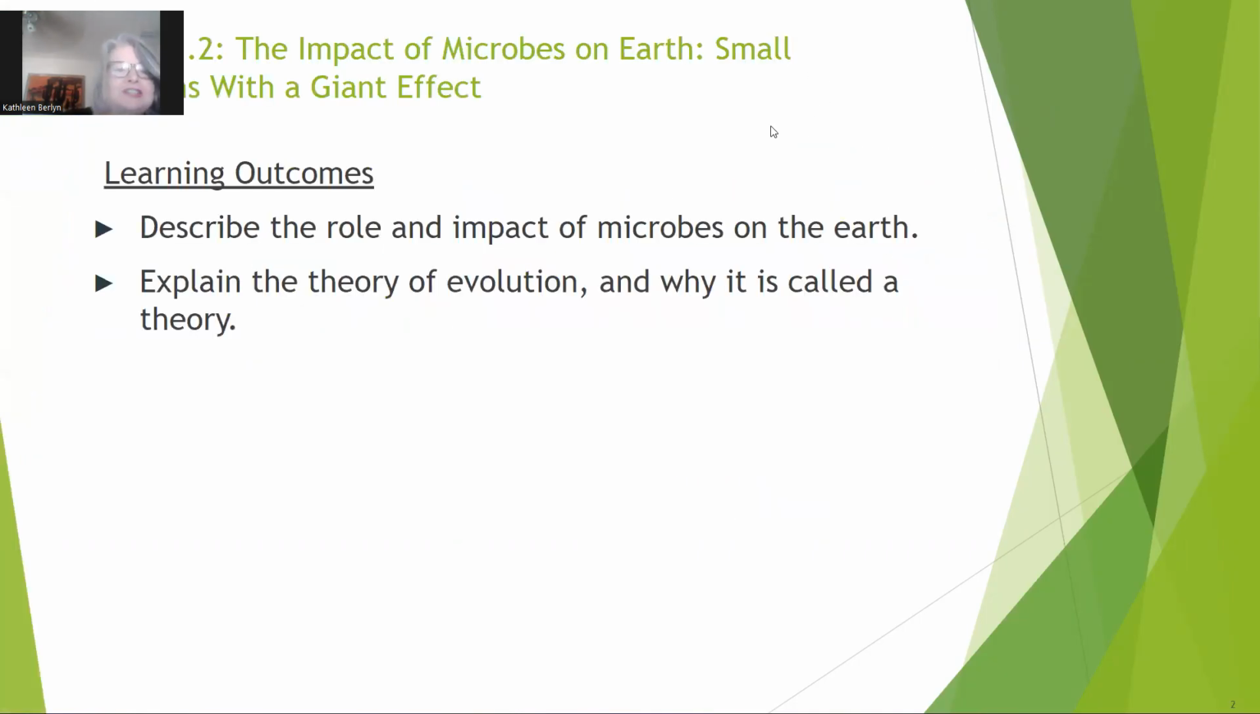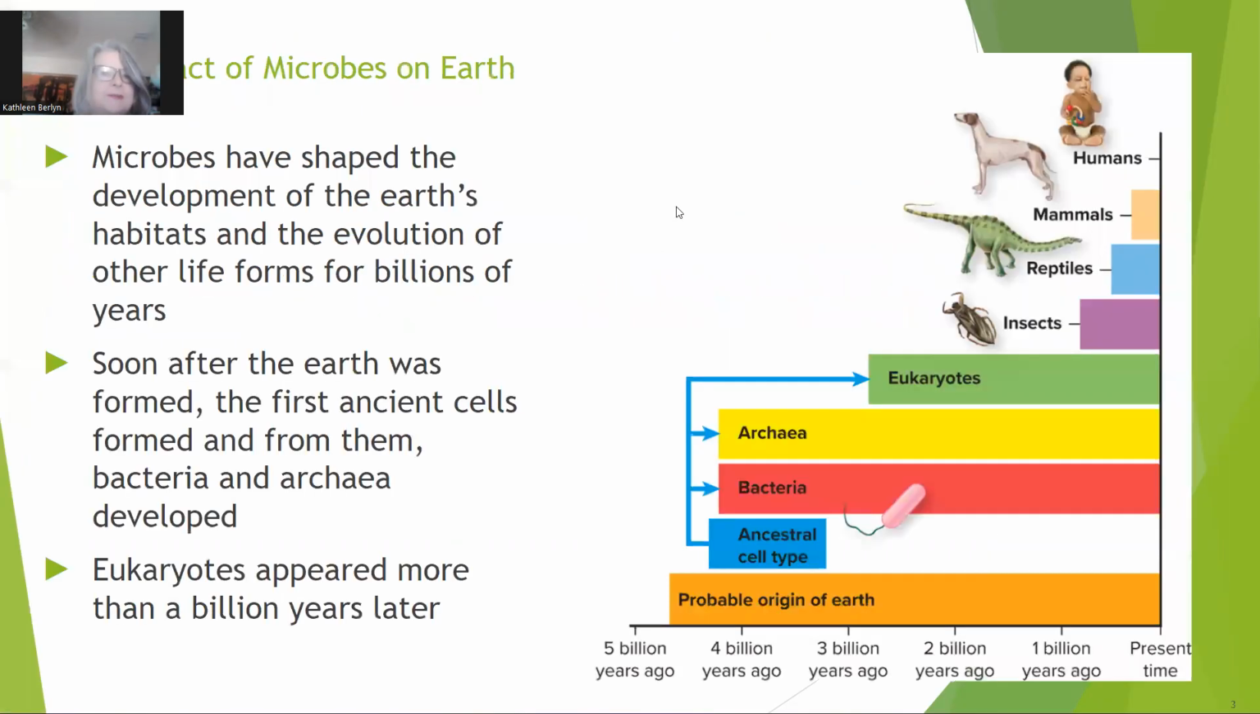So in this section, we should be able to describe the role and impact of microbes on the Earth and explain the theory of evolution and why it is called a theory. So the impact of microbes on the Earth. Microorganisms have shaped the development of Earth's habitats for billions of years. They were the earliest forms of life on Earth.